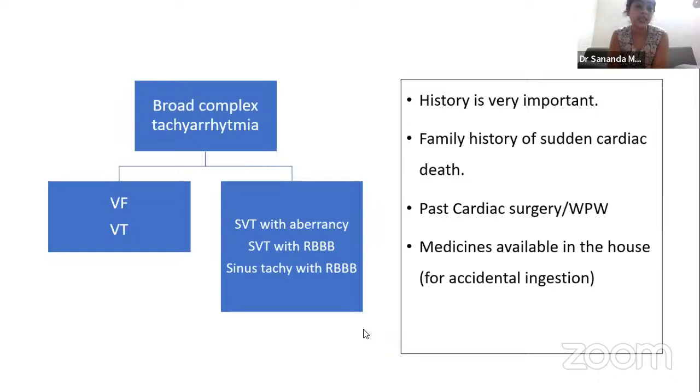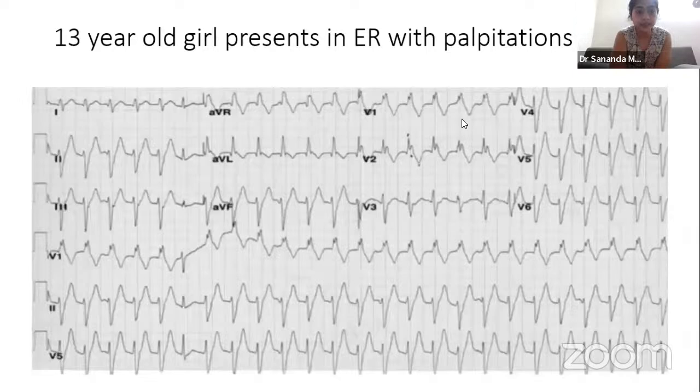Now, history is very important here. Any family history of sudden cardiac death, any past cardiac surgery, or any past ECGs which document any WPW type of pattern. And also there is a possibility of accidental ingestion of medication. So what are the medicines which are available at that point in the house? That history is also important. Now looking at this ECG, this is a 13-year-old girl who presented with an intermittent history of palpitation.